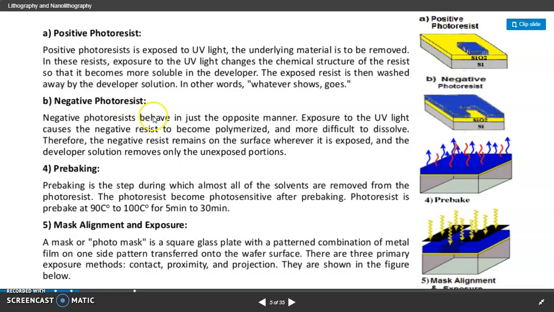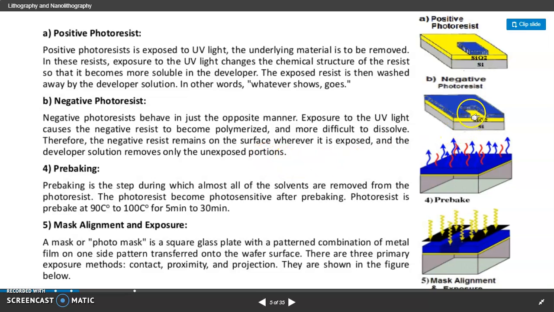Then the negative photoresist works in the opposite manner. Here only the required thing remains and the rest will be removed. Exposure to the ultraviolet light causes the negative resist to become polymerized and more difficult to dissolve. Therefore the negative resist remains on the surface after exposure to the developer solution, which removes only the unexposed portion.